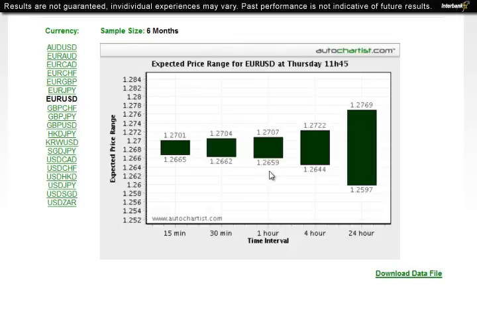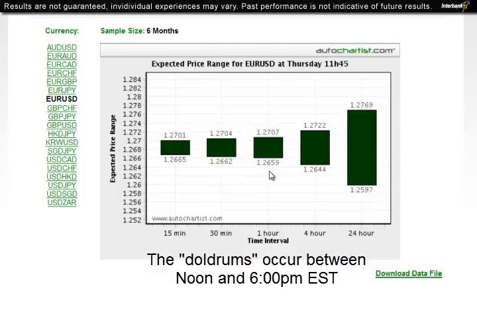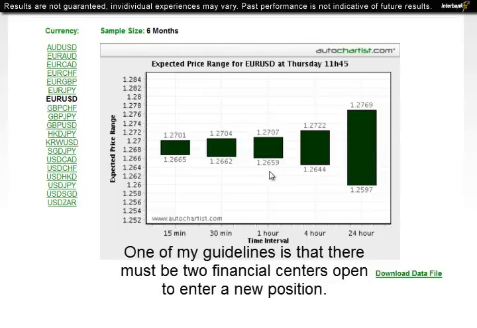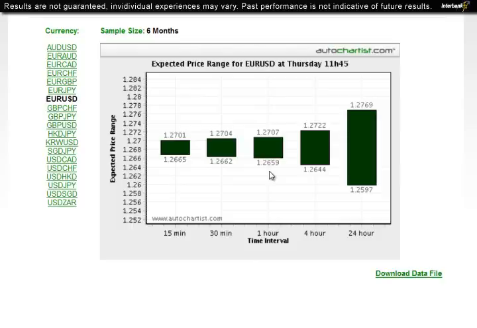Why is that? Between 12 and 6, basically the only financial center active and open is the U.S., is New York. One of my rules of thumb is that there must be 2 of the major financial centers open for me to enter a trade, to enter a new position. I'll manage a trade any 24 hours, any part of the 24-hour day. But as far as entering a new position, I'm very leery about the hours between 12 and 6.